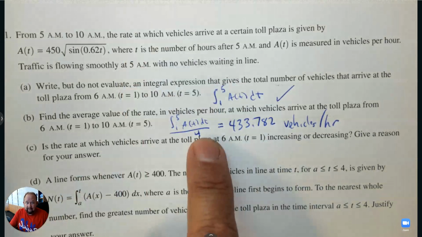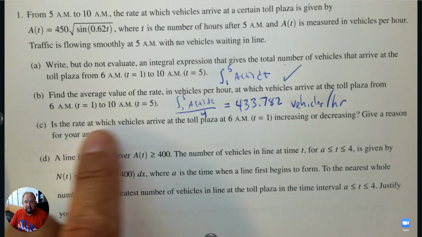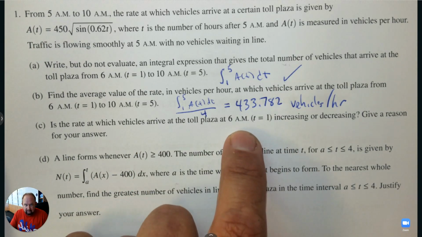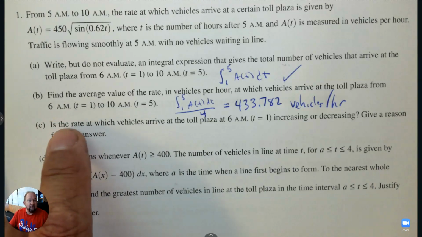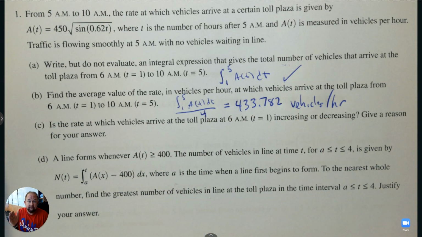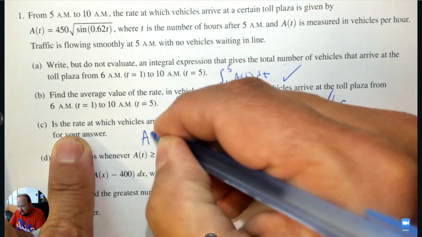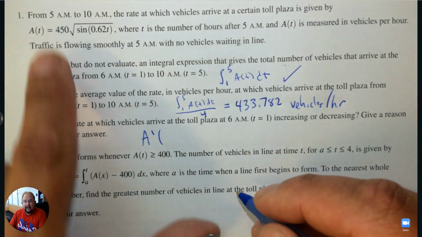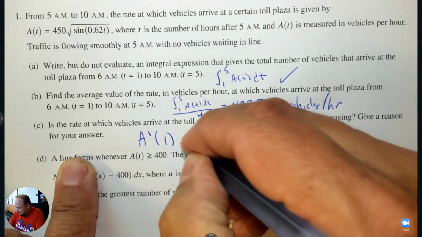Is the rate at which the vehicles arrive at 6 a.m. increasing or decreasing? If you want to know if a rate is increasing or decreasing, you take the derivative of the rate. So can I take the derivative of this rate at what time? At 6 a.m., and 6 a.m. is when t equals 1.